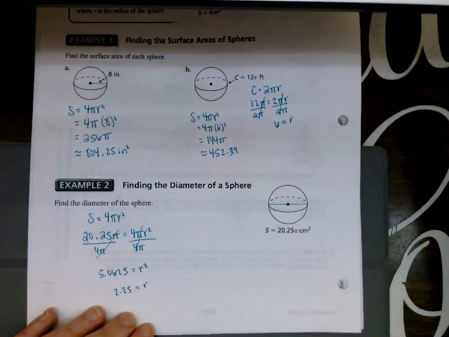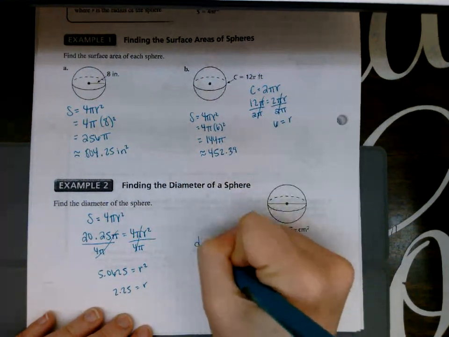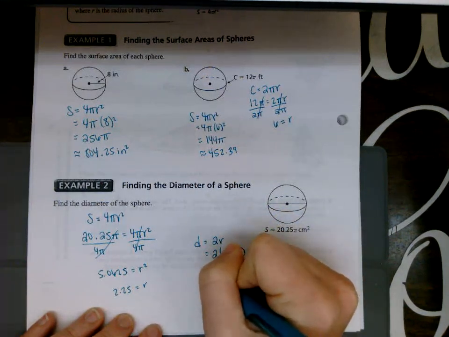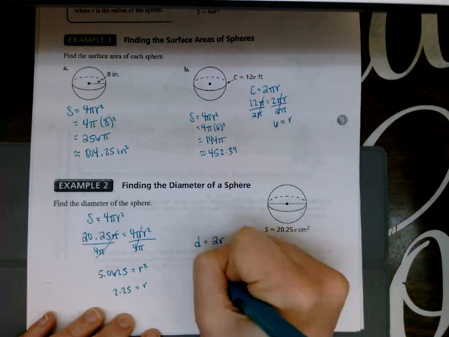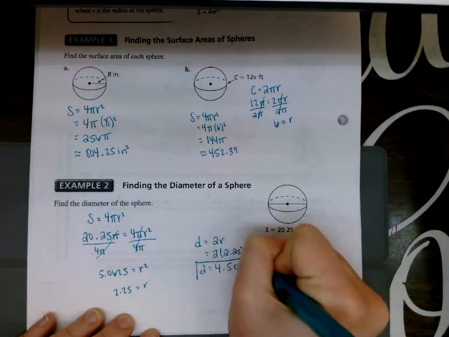But now you're like, well, Mrs. Akery, that didn't tell me what the diameter is. That just tells me what the radius is. Well, the diameter is 2 times the radius. So 2 times 2.25 gives me a diameter of 4.5 centimeters. There's your final answer.